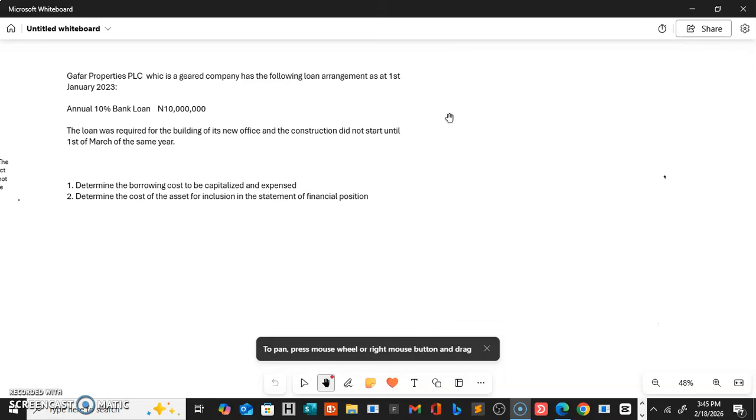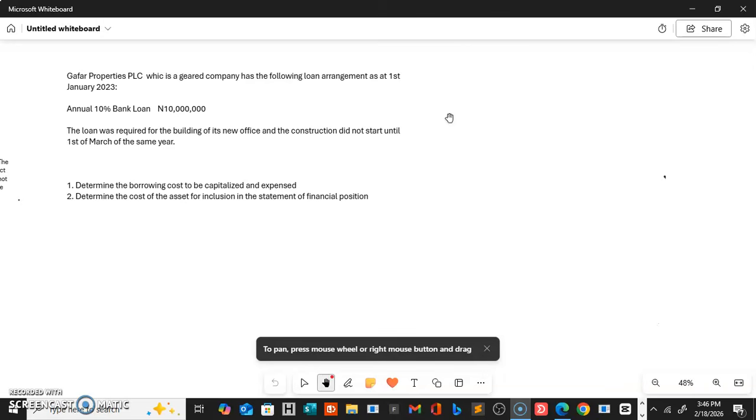talked about the essence of IAS 23, which is about having to recognize the interest or the cost of borrowing that we need to capitalize and that which we need to expense. So we're going to recognize a part of the borrowing cost as an expense, and we're going to recognize a part of borrowing cost as a part of the capital. Okay, so now let us do this question.